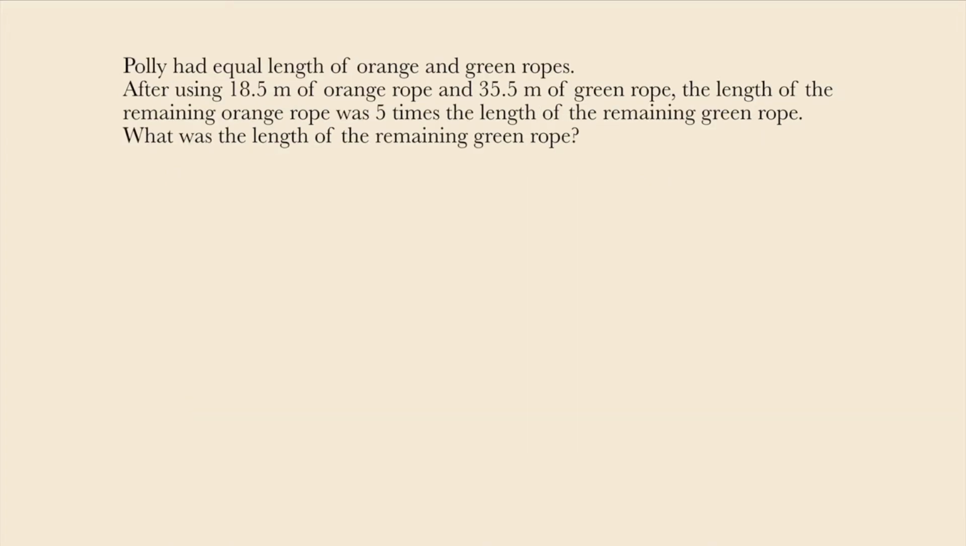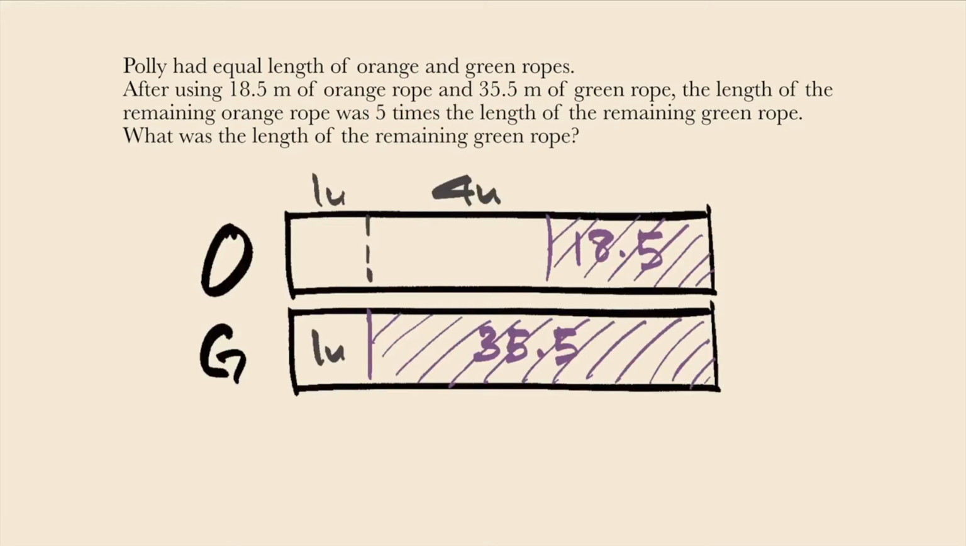Here we are told that between orange and green, they were the same at first, and after this was used and this was used, the difference was 4 units. So 5 units and 1 unit. Okay, let's show that with a model. So equal length at first, so 2 equal bars, and let's show 1.8 of orange being used and 35.5 of green being used, and the end result is O having 5 units and G having 1 unit.